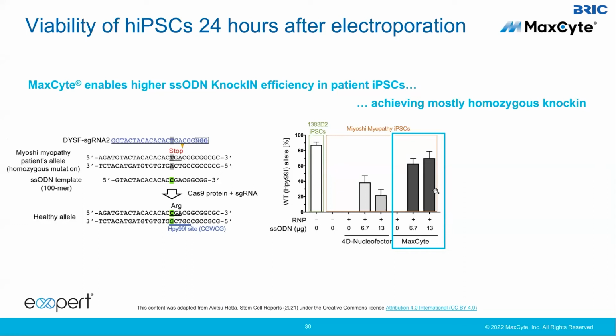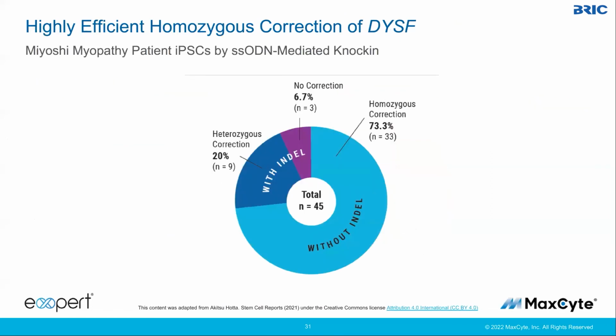So I just wanted to focus in on this data set here. We took about 43 clones from these bulk edited cells and performed genotyping on them, and found that 73% of these clones were homozygously corrected. Which is pretty impressive, again, considering that no enhancers were used or other ways to boost the HDR editing.